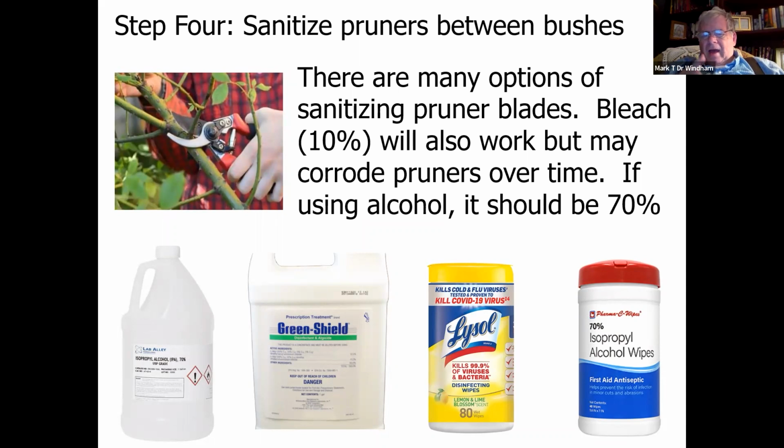The other problem that we have with bleach is that bleach is corrosive to many metals. And so over time, if you keep wiping your pruners or dipping them with bleach, you're going to start to dull them faster than they would otherwise. So what do I use personally? I either use Lysol wipes or alcohol wipes, 70% isopropyl, which is rubbing alcohol. You can buy it in a gallon jug. It's cheap. So you can dip them if you want, but I find putting some wipes in a plastic bag and taking them with me in the garden is the easiest way to go.